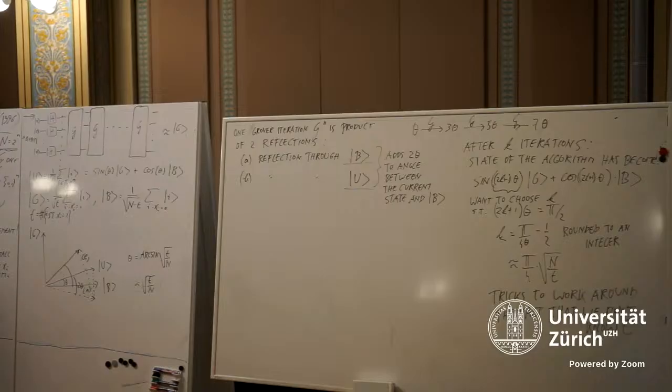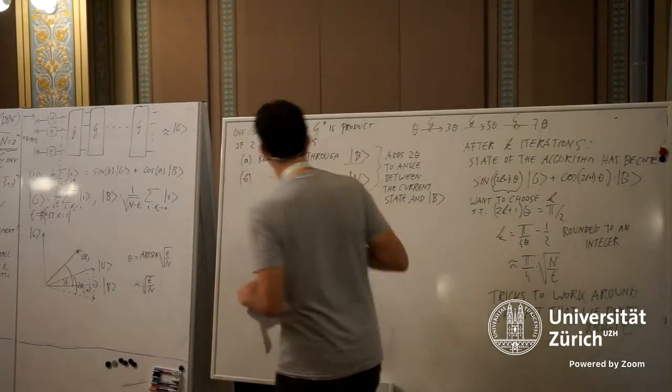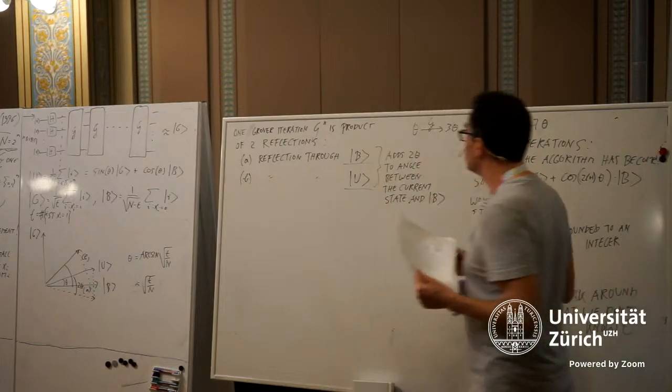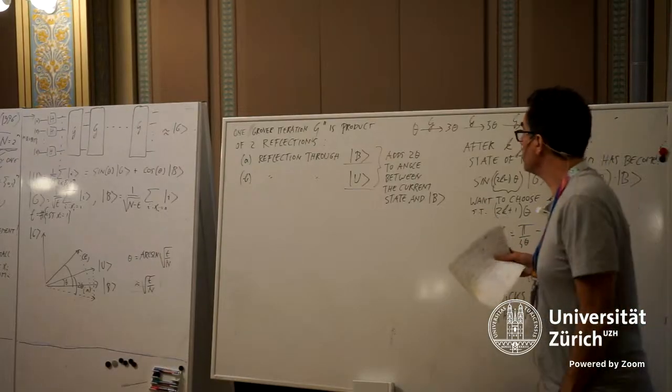So indeed, in every Grover iteration, we're going to reflect around the same fixed uniform state. Let me just show you how to implement the reflection through B and the reflection through U, and then we're done with the description of the algorithm.